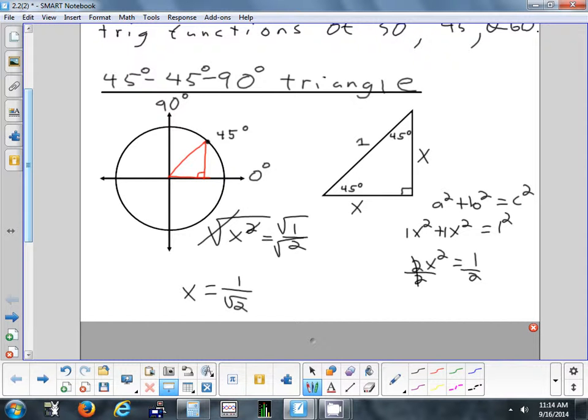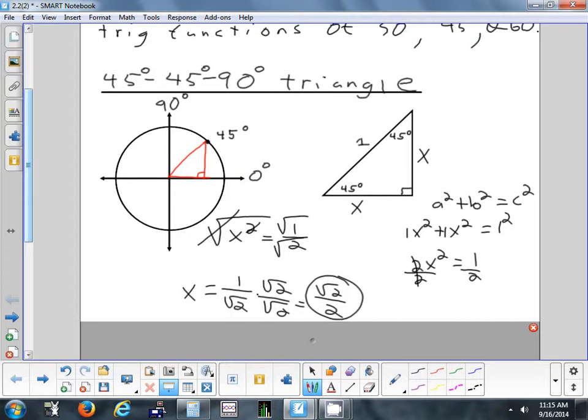And Shelby, how would I fix that up so we don't have that root in the bottom? You multiply the top and the bottom by the square root of 2. Square root of 2 over square root of 2. And what will that give me? Square root of 2 over 2. Square root 2 over 2. Okay, now we know what x is.